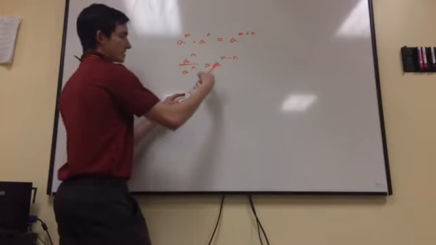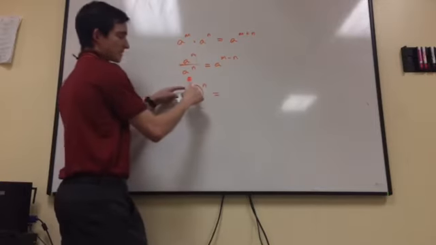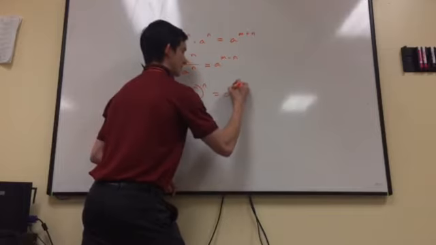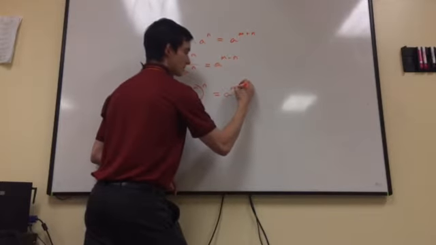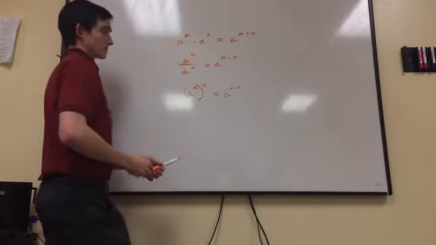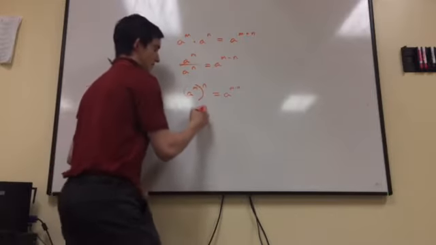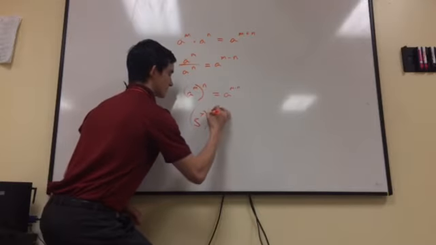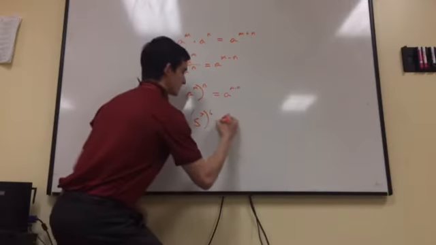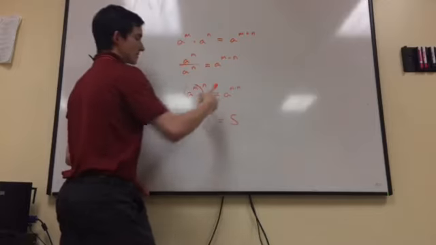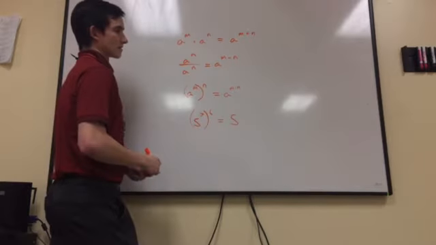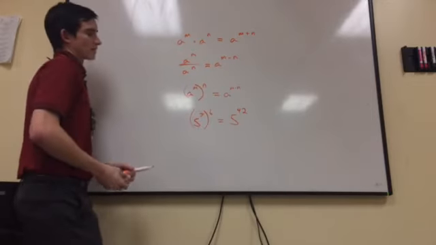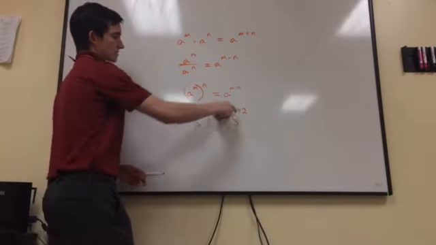A to the m to the n. I call this the power to a power rule. That's the same as a to the m, but instead of plus, now it's going to be times n. For example, let's go back to our faithful 5. 5 to the 7 to the 6th power is the same thing as 5 to the 7 times 6. What is 7 times 6? 42. That would be 5 to the 42nd power, because 7 times 6 is 42.